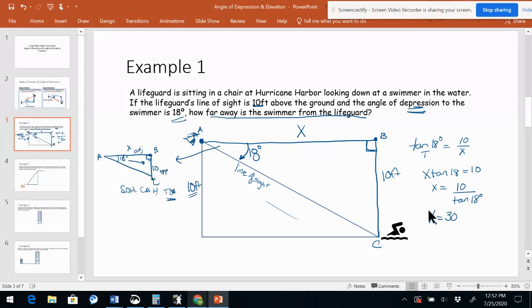X equals 30.8 feet. So that is the distance from the lifeguard sitting in the chair to the swimmer. All right, let's move on to our next example.